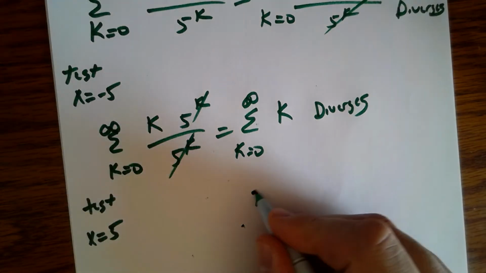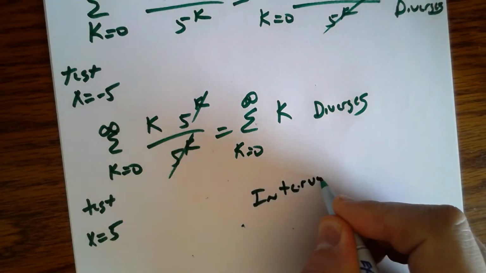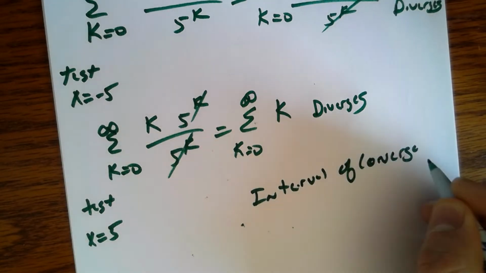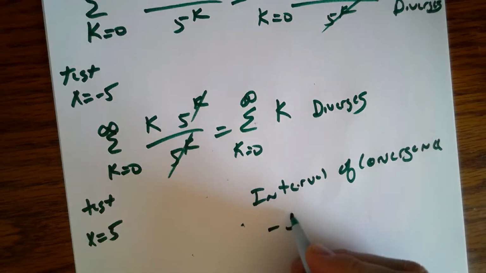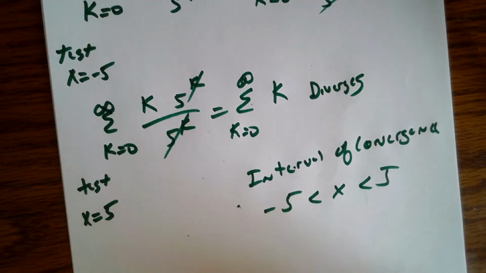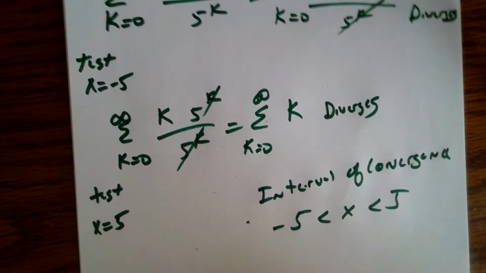So your interval of convergence is between -5 and 5. But neither one of the endpoints converges. All right, good job, Kevin.